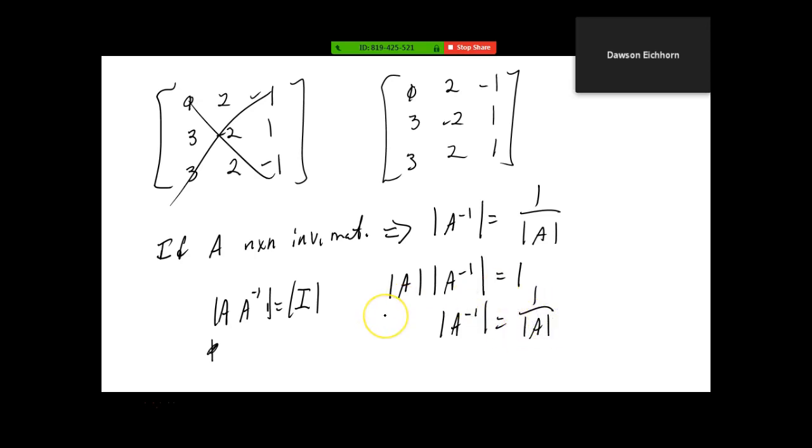Now, why can we do that? Because since A has an inverse, we know the determinant of A is not 0. So we can divide by the determinant of A. So there we proved that theorem, and that was a very easy one to prove.